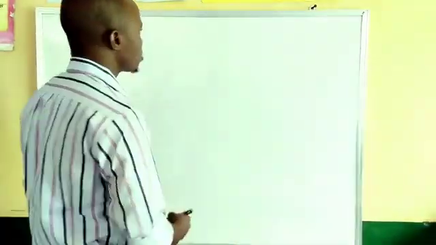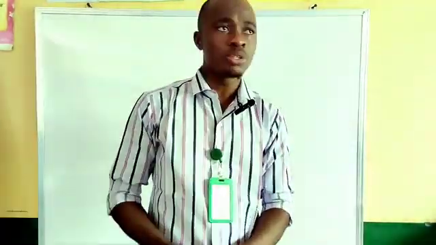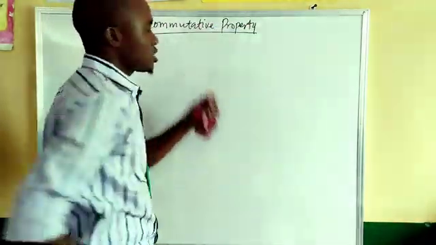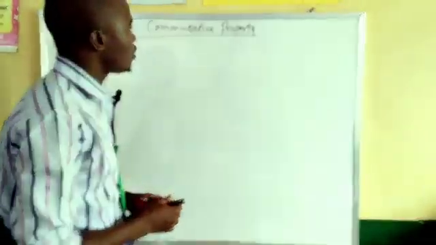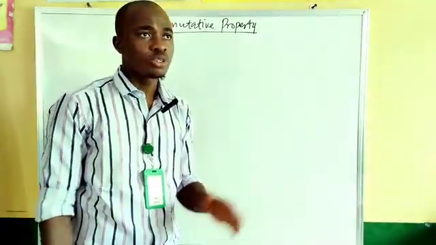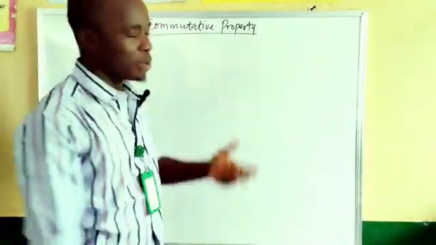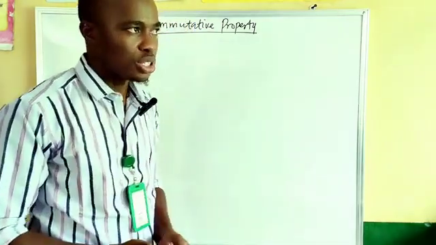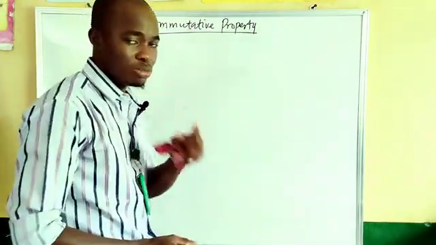So in this tutorial we are going to continue from where we stopped. Today we are going to be looking at the commutative property. That is the commutative property of what? Of binary operation. So what do we understand by commutative property in binary operation? Let me give you this definition before we move on.